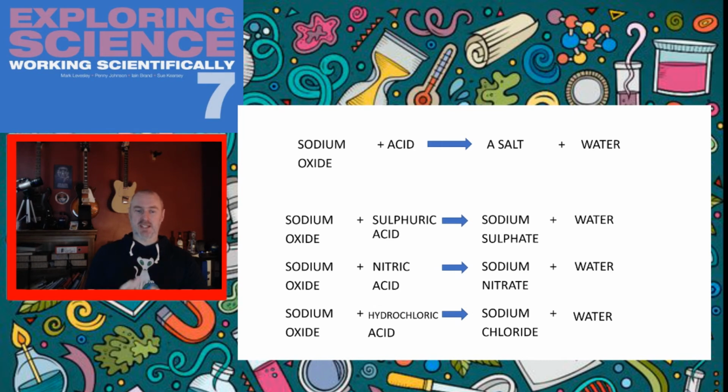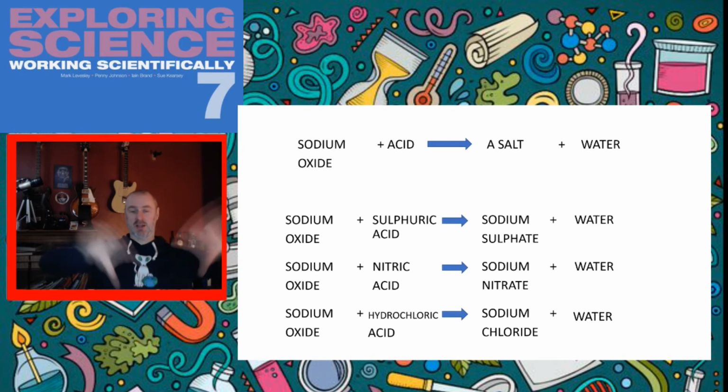But in reality, if we were actually doing this as a practical, the sodium oxide would be a solid and we would have to drop that solid into the acid and stir it, right? The sodium hydroxide would be a liquid, and it'd be a case of mixing two liquids together.